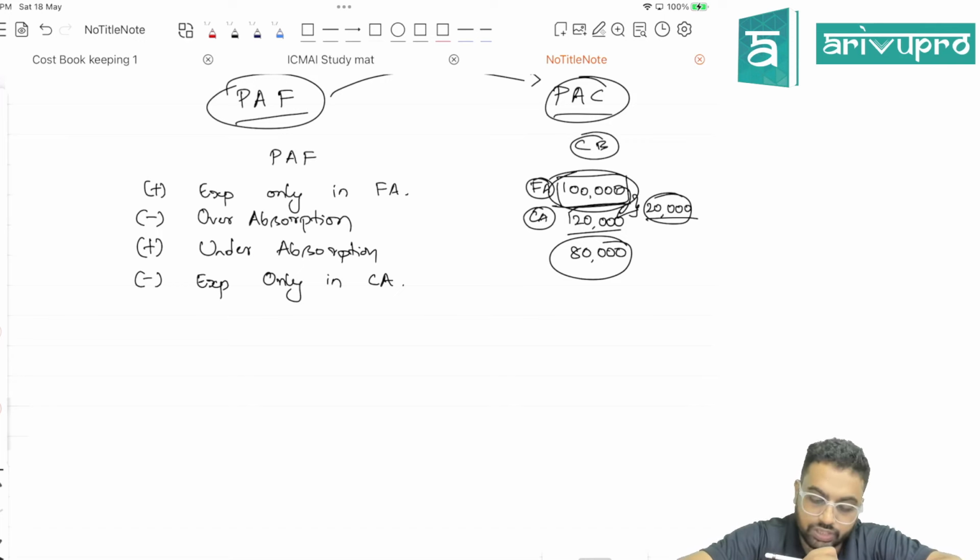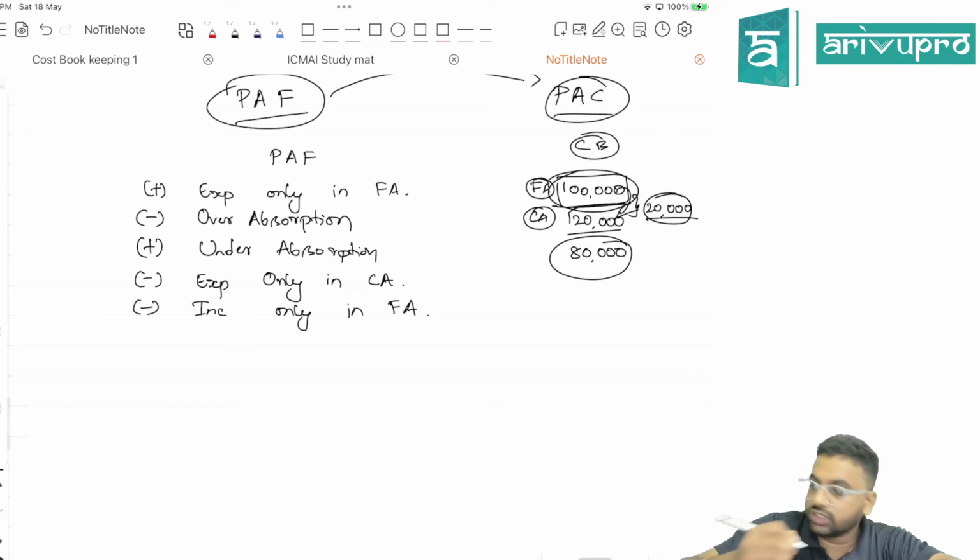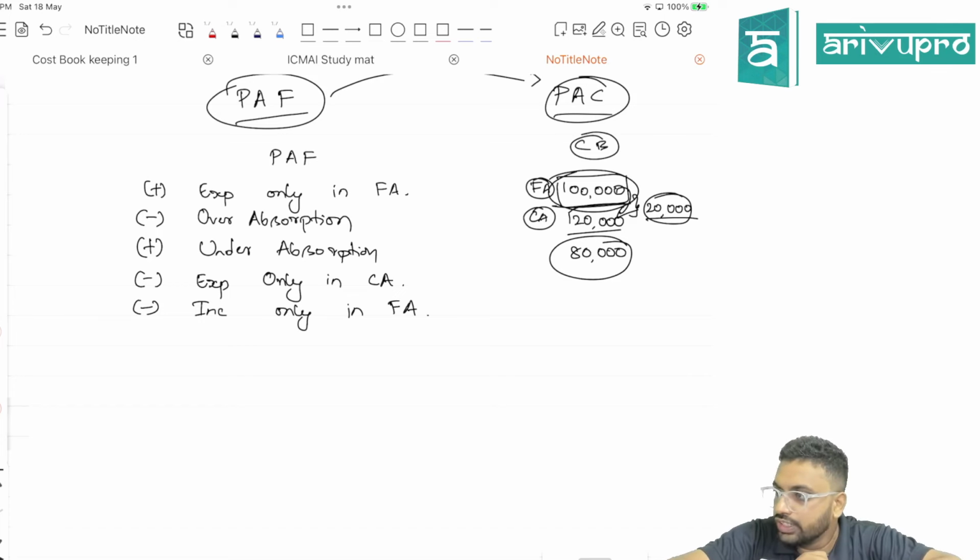Sir, certain incomes we recorded in the financial accounts but not in the cost accounts. Does cost accounting profit increase? The answer is no, because we didn't record it as income. Financial accounting profit is increased, of course, because we showed it as income. So we should reduce it from the profit. Minus income only in financial accounts.